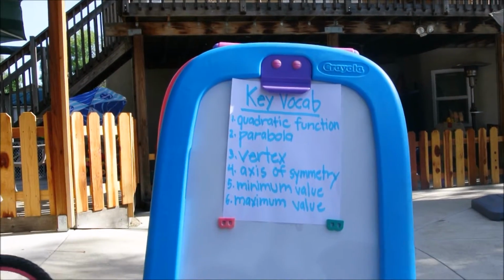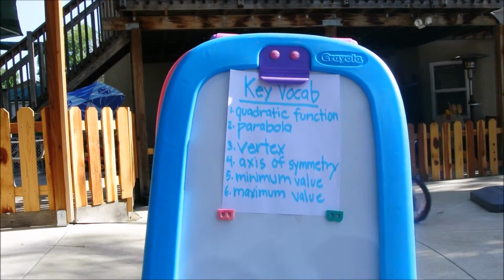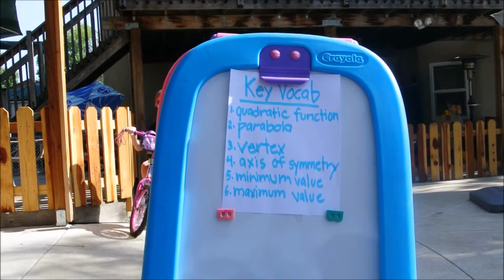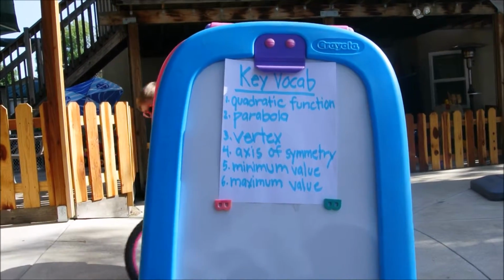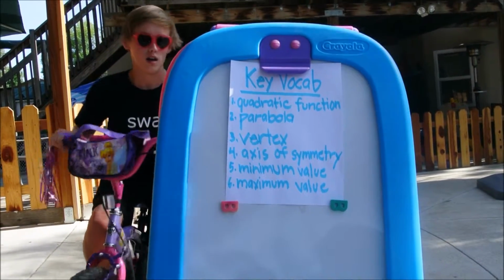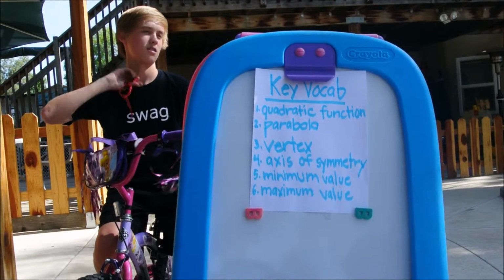1. Quadratic function. A quadratic function is a function that can be written in the standard form y equals ax squared plus bx plus c, where a does not equal 0. 2. Parabola. The graph of a quadratic function is a parabola. 3. Vertex. The lowest or highest point on a parabola is the vertex.